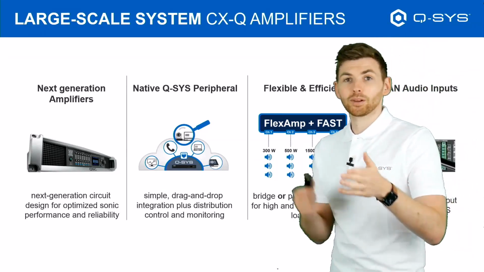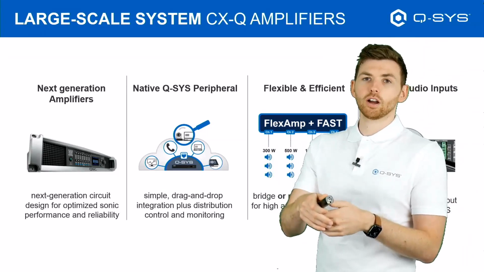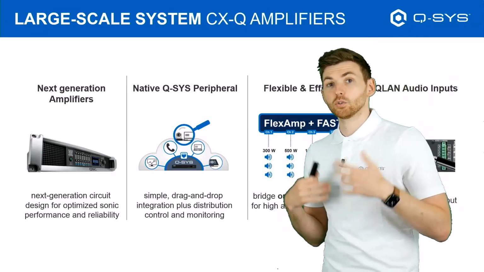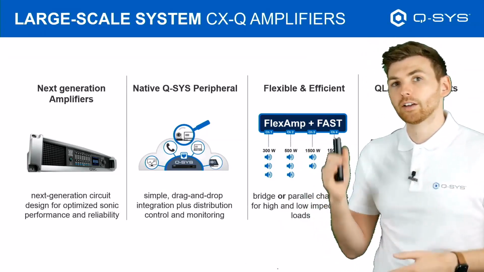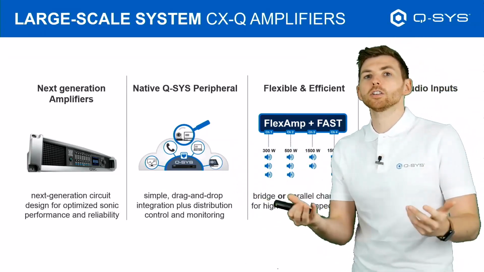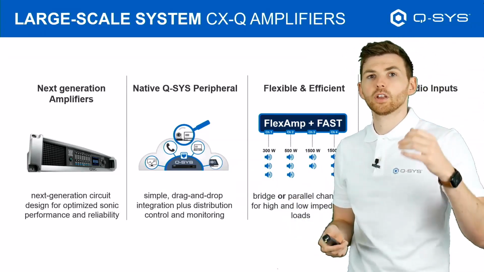Now, bridging is doubling the voltage, okay? That's what bridging means. You're doubling the voltage that you can use to drive the loudspeaker. Paralleling is unique to CXQ in the industry, as far as I'm aware. That will allow you to have the same voltage, but double the current capacity. So perfect for 2 ohm loads, 4 ohm loads, subwoofers, things like that.